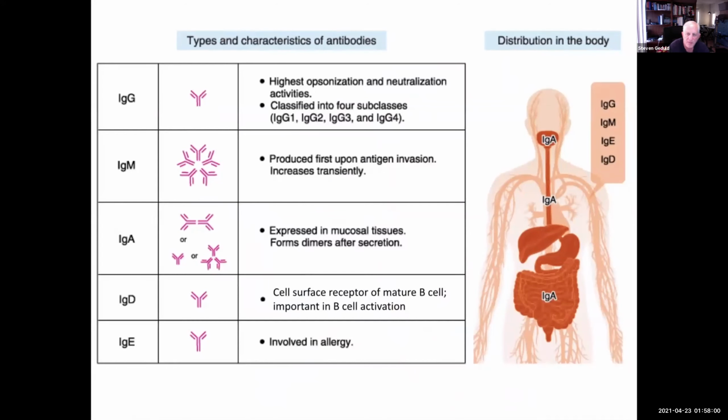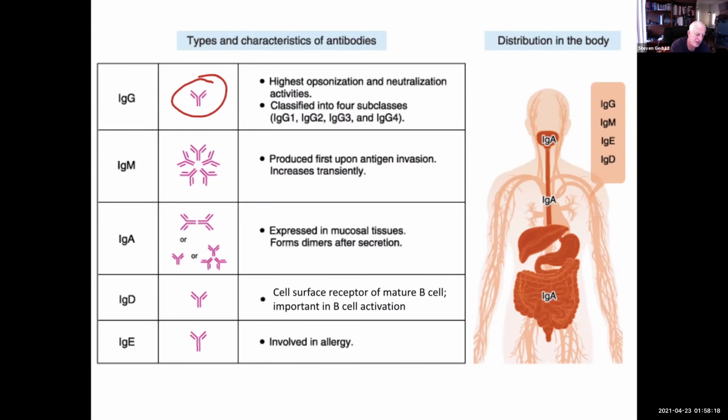So the different types of antibodies and where they're located in the body, you can see IgG. This is the most common type. Almost looks like Optimus Prime, doesn't it? Those of you into Transformers.